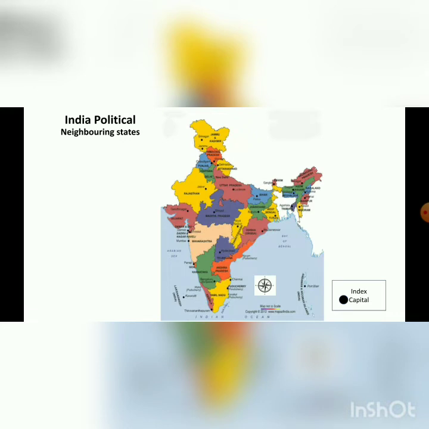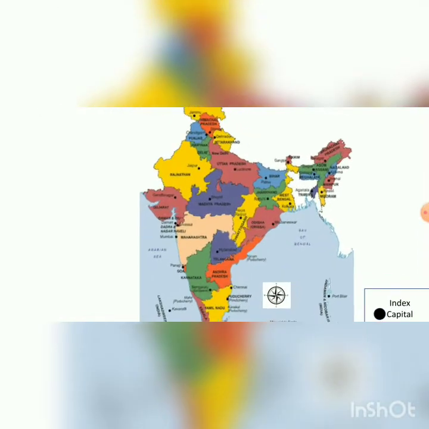This is the map of India. So, the title of the map is India and the subtitle is Neighboring States, plus in the index it is showing capital. The index is showing a black dot saying that these black dots are capitals. The black dot is the symbol. So let us see the map of India.